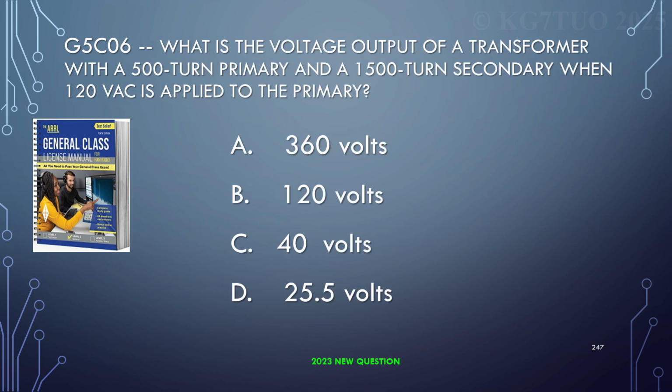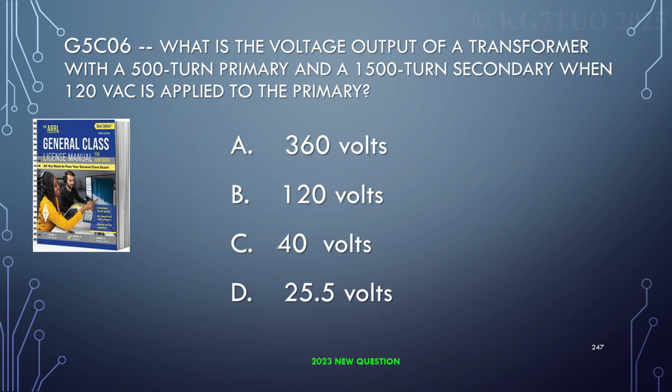All right, what is the voltage output of a transformer, thinking aviation, with a 500 turn primary and a 1500 turn secondary? Now that's an easy one to do. When 120 volts AC is applied to the primary, we got 500 and 1500. That's 3 to 1. So we got a transformer, okay? And the primary is 500 turns. The secondary is 1500 turns. So what is our turns ratio? 3 to 1. 1 to 3.